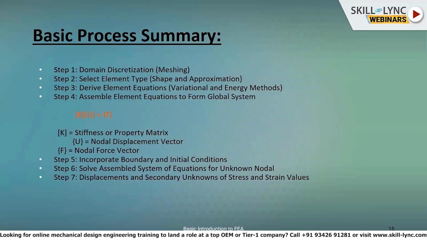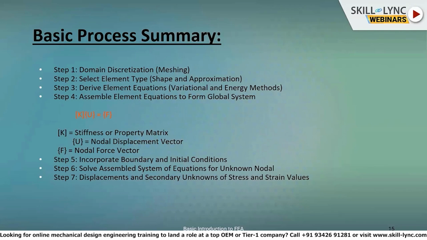Then I'll go with the basic process summary for the FEA. Now this is kind of technical. In that, the first step is domain discretization, which is what we do as meshing. Then select the element type. Here we are defining the shape function, and how that element is going to behave, or what type of behavior that element is going to capture, by selecting the type of element. So we are defining the geometry as well as the behavior by selecting the element. Then we are deriving the element equations.